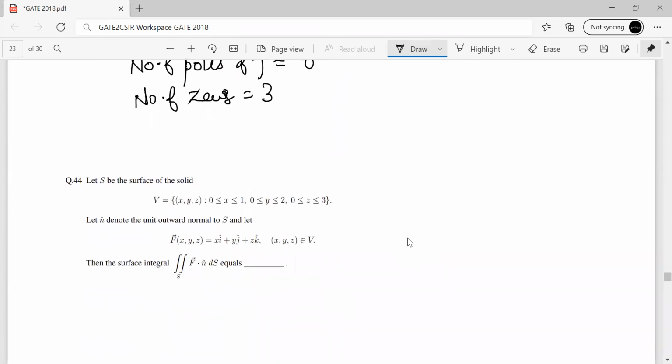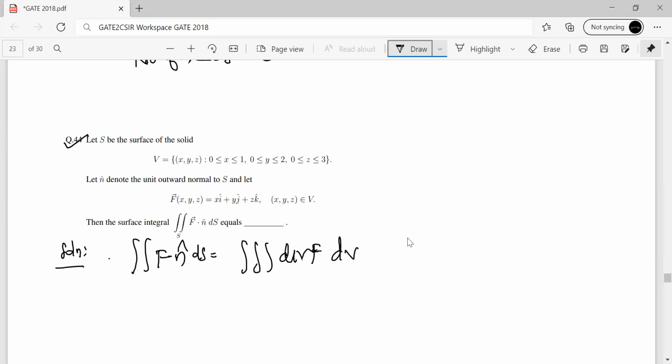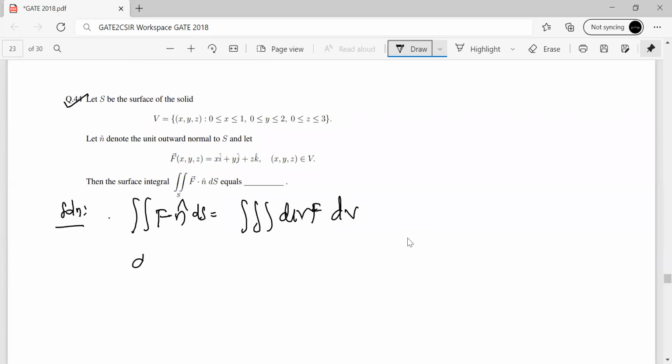Okay. Now let's solve this. We use the surface of this solid and denote the outward normal. The integral of F dot n dS, we can apply Gauss divergence theorem because we know that F dot n dS is nothing but the volume integral of divergence of F. So we just need to find the divergence of F.